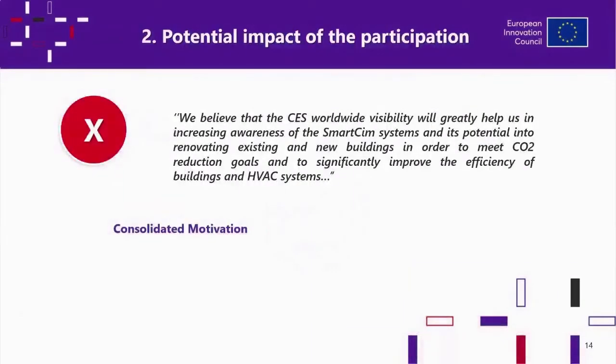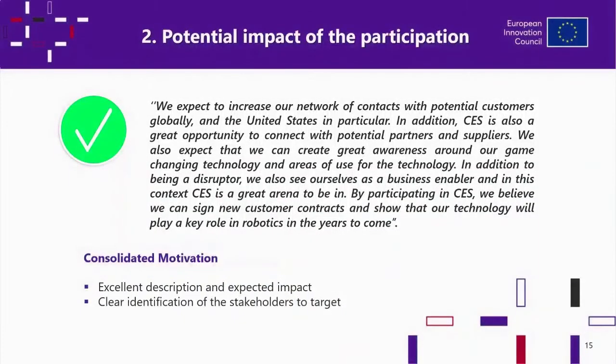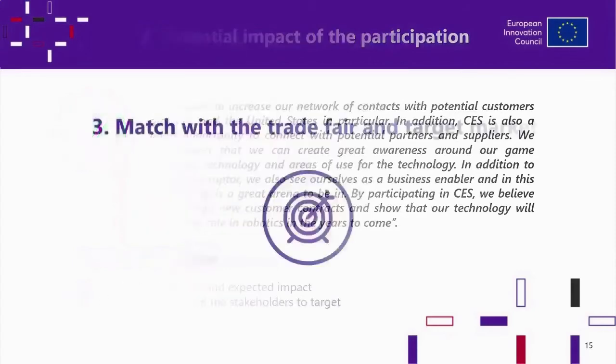An example of a suboptimal answer would be like this, where you can find a vague impact expectation and a product described that is out of scope of the trade fair. On the other hand, an ideal answer will look like this, where there is an excellent description and expected impact and clear identification of stakeholders to target.